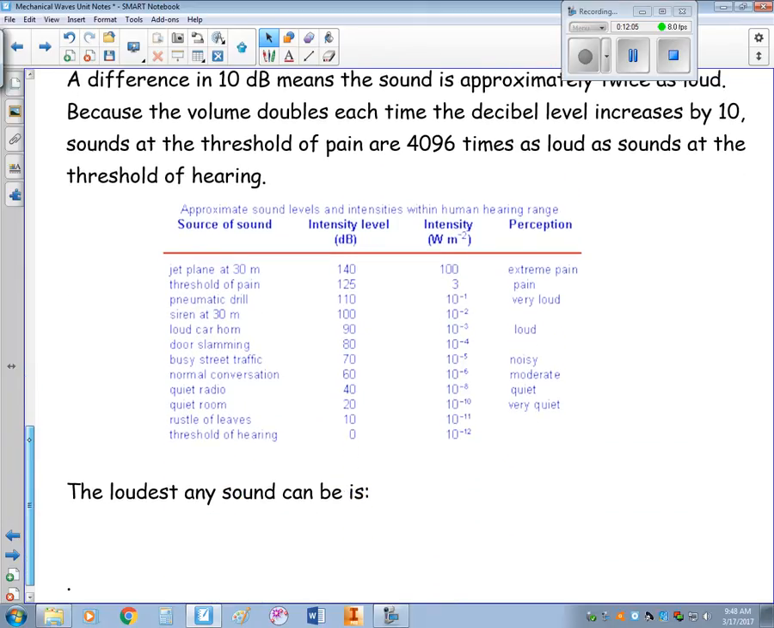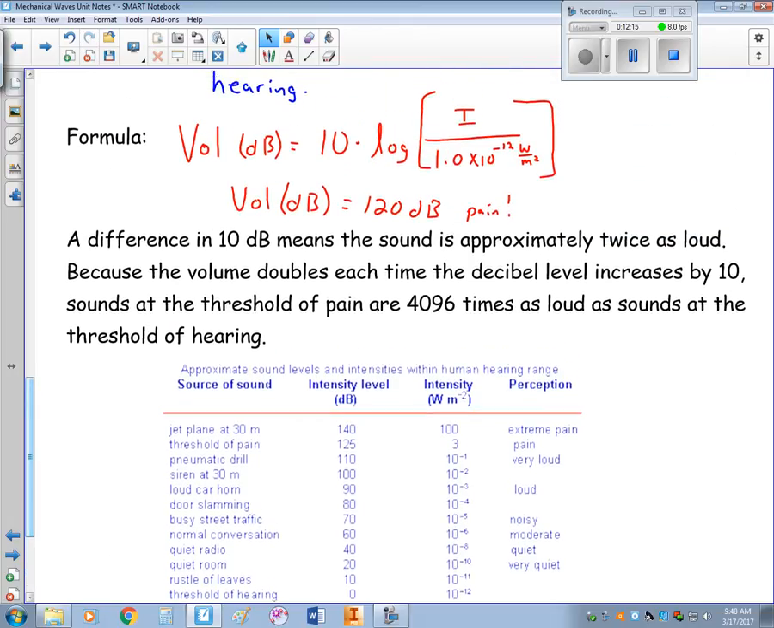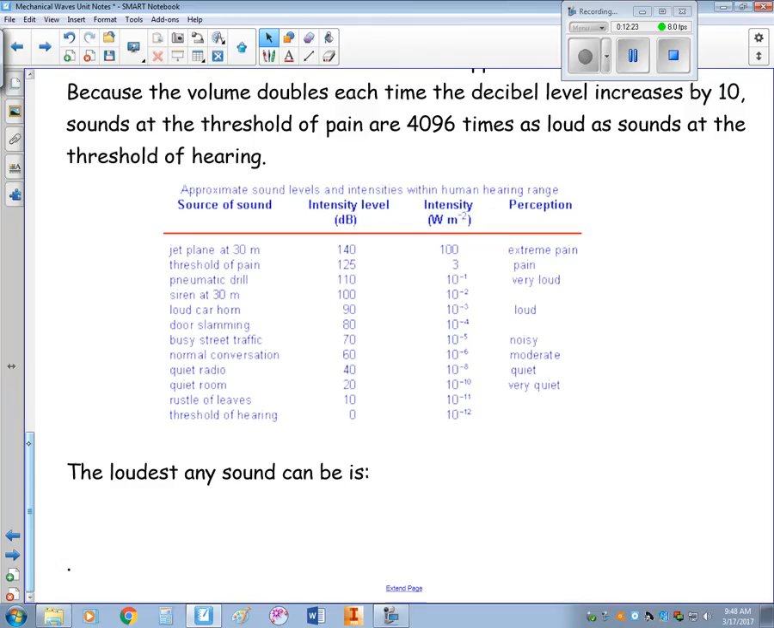So this is a quick little graph here. If I put in the threshold of hearing, 1 times 10 to the negative 12th divided by 1 times 10 to the negative 12th, that equals 1. Well, log of 1 equals 0. So the threshold of hearing has a decibel level of 0.